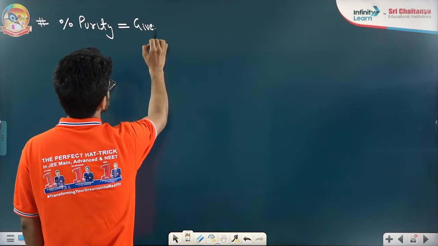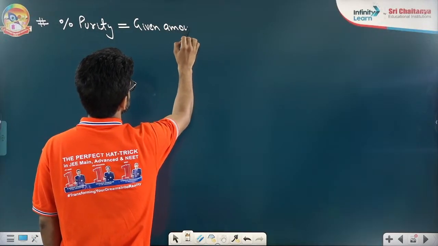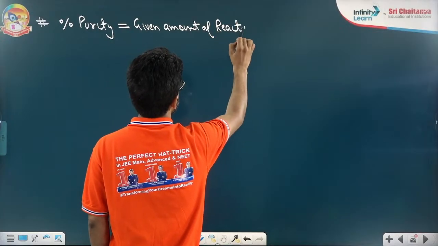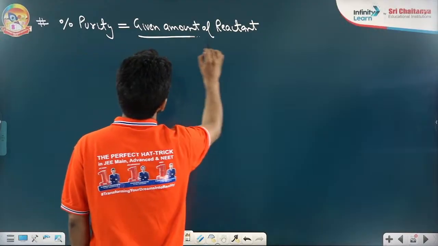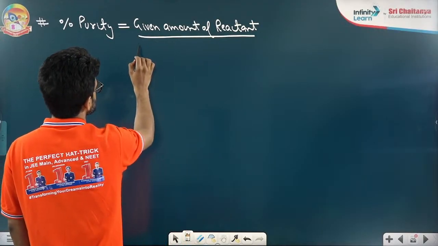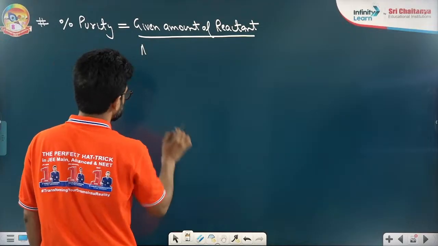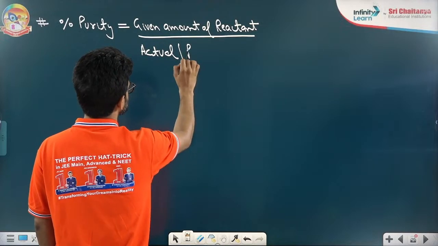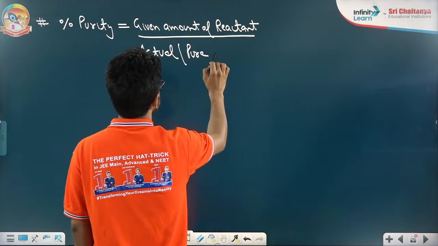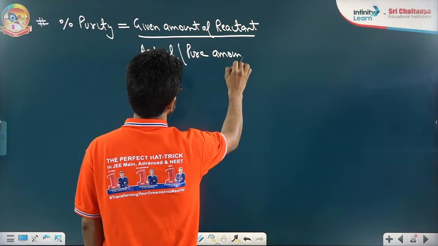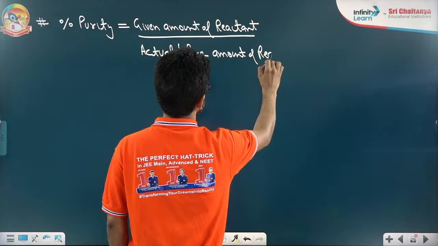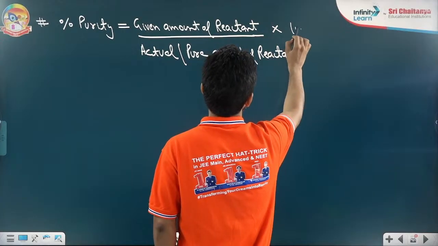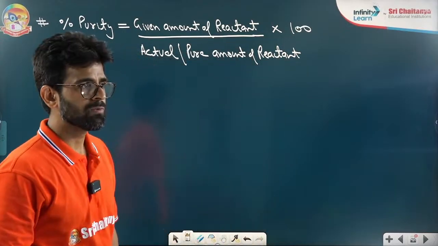It is given amount of reactant, right? Given amount of reactant divided by what? Pure or actual amount of reactant. Actual, or you can say pure amount of reactant, into 100. Okay. So what does that mean, let us understand.